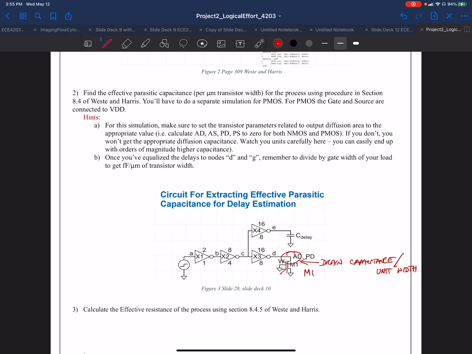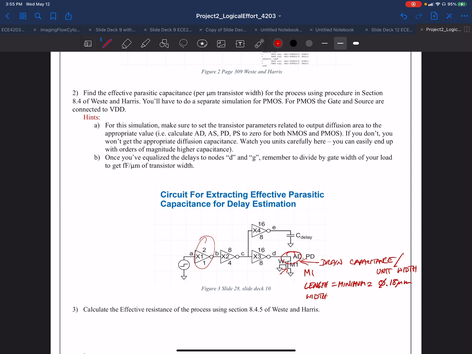I would always use minimum length, which in this case is 0.18 micron, for all your transistors in these simulations. For the width, I'm assuming you've picked some unit device here, and you're increasing the width with M factors. Let's assume you're doing that, so I'm just going to talk about the total width you would end up with.